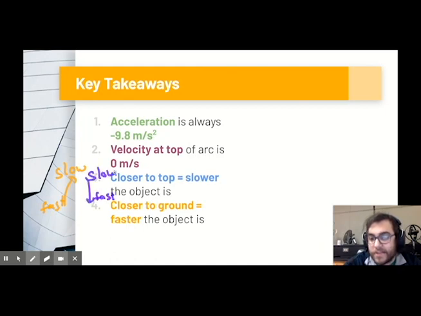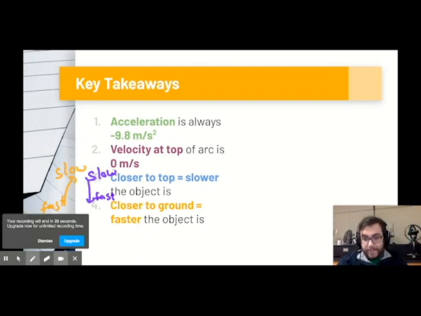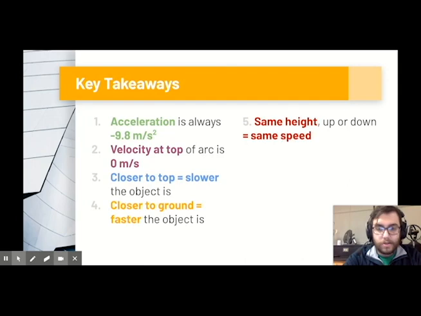You can even test this yourself. You can throw something up in the air. If you throw it fast enough, it will look like it kind of hangs in the air for a second and then drops back down really quickly. Okay, this one I also covered. The same height, up or down, means it has the same speed.